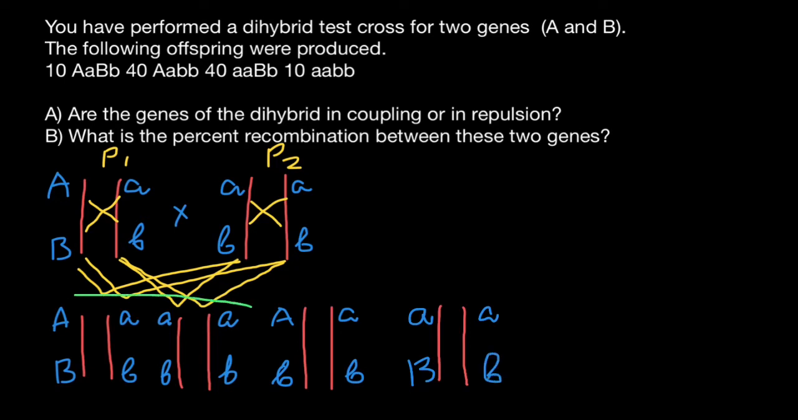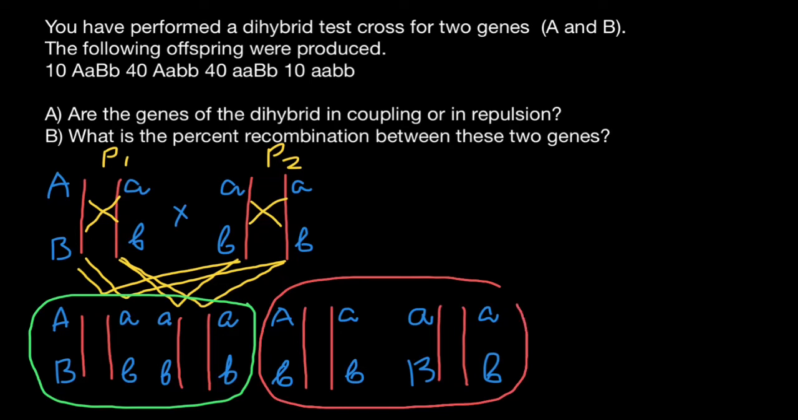The first two variants we call parental variants, because in every combination here we see one chromosome from one parent and another chromosome from the other parent, one chromosome from parent 1 and another chromosome from parent 2. So these variants would always prevail in a progeny. And these variants here, which I circled with red color, would be variants which were produced by recombination.